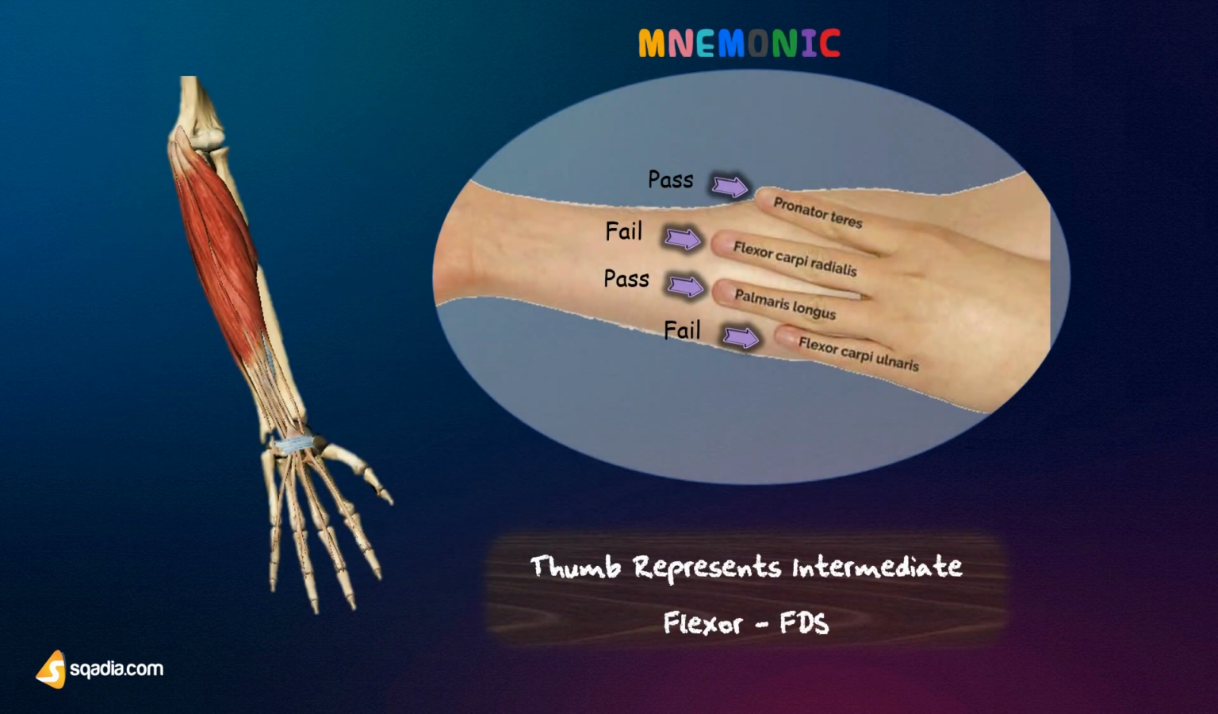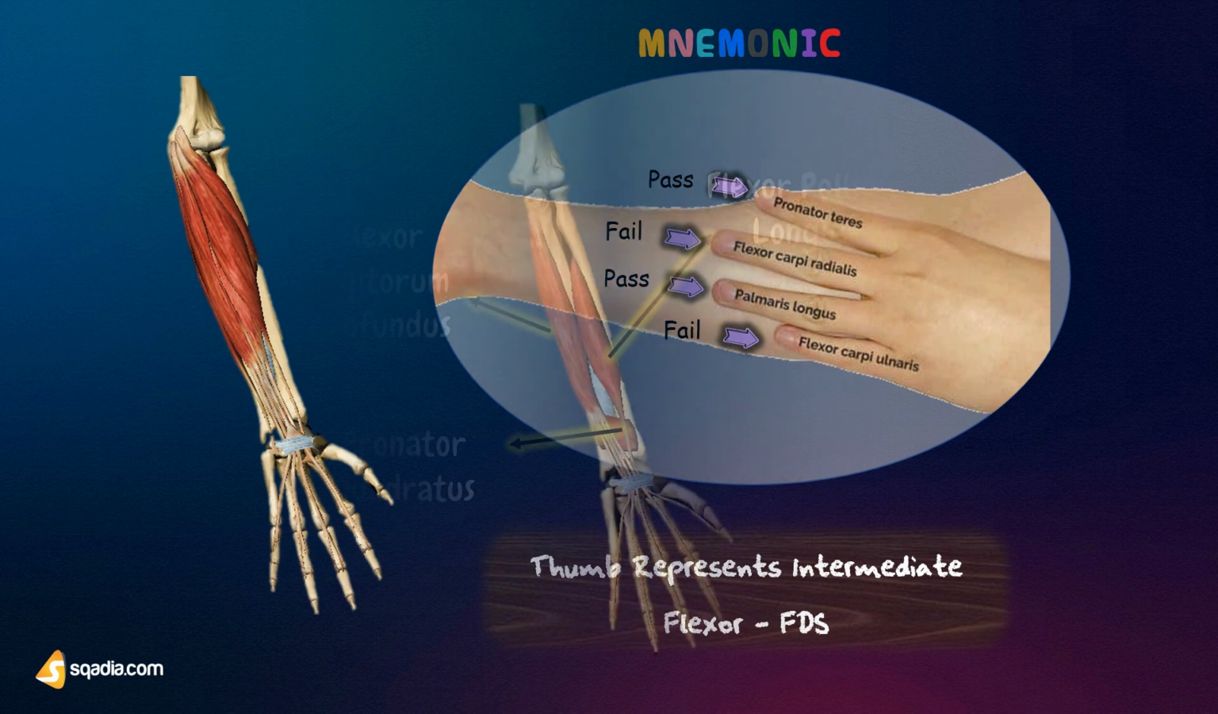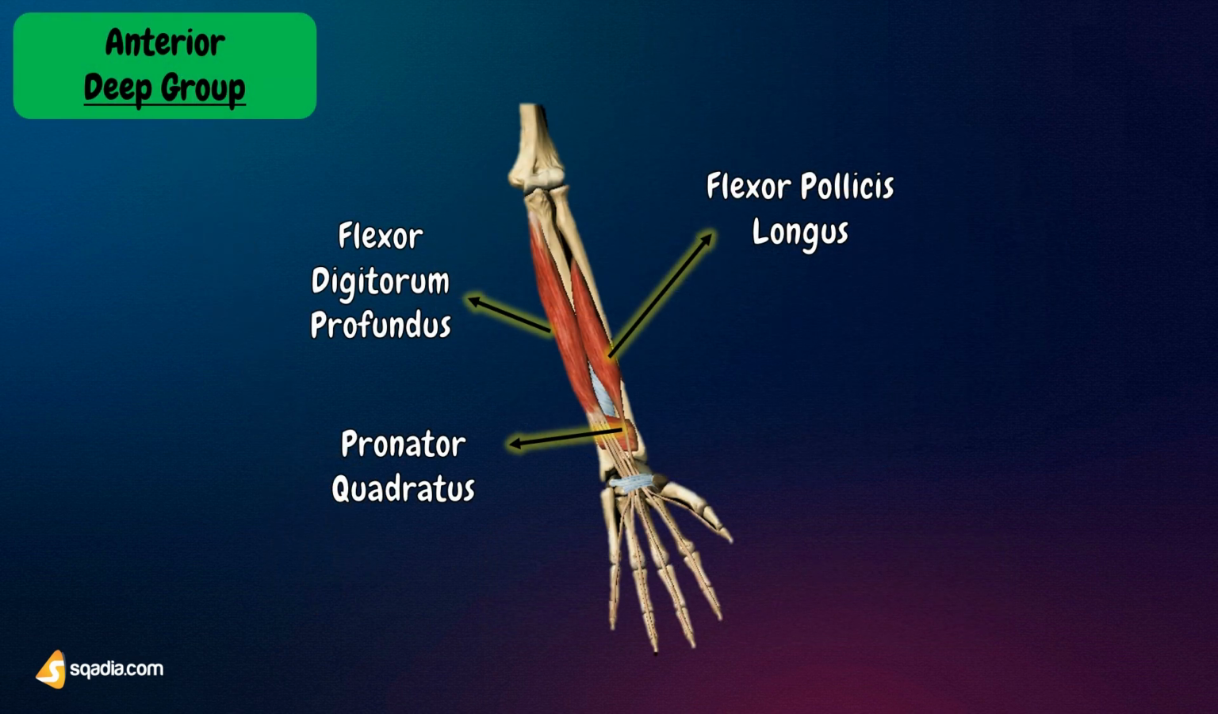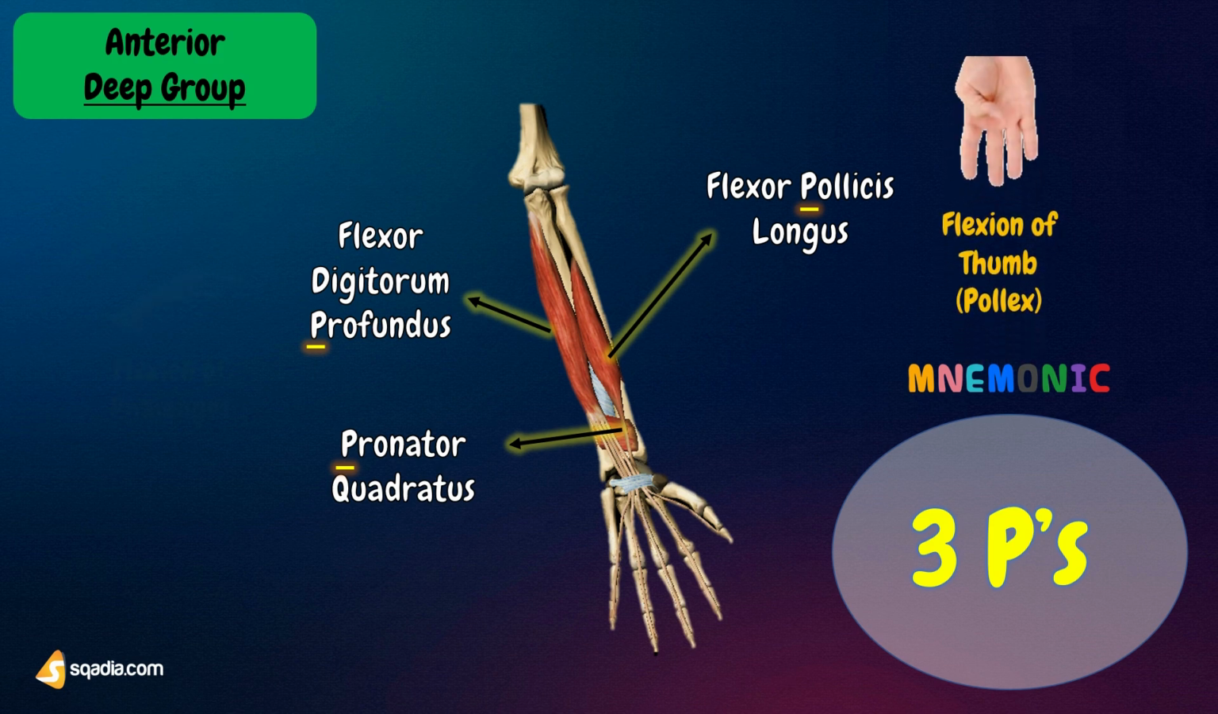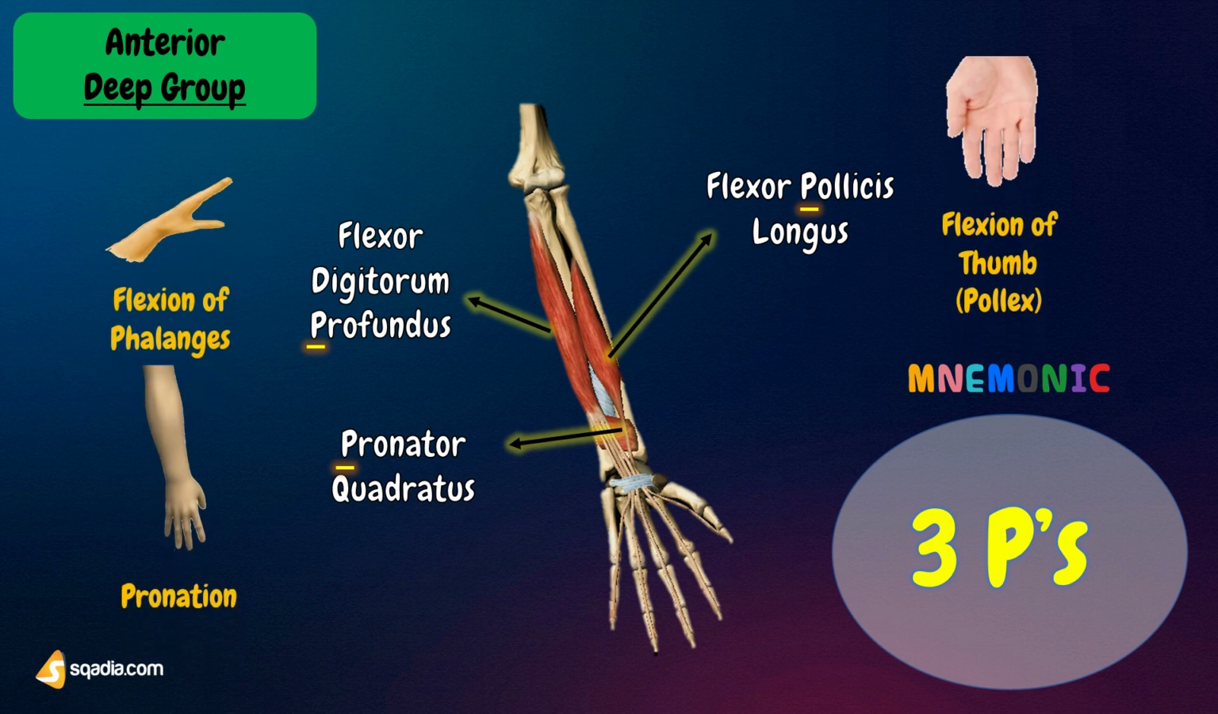As for the three deep muscles of the forearm, you can remember them as the 3P. Flexor pollicis longus, flexor digitorum profundus, and pronator quadratus. They are easy to remember due to the fact that their names indicate their actions.